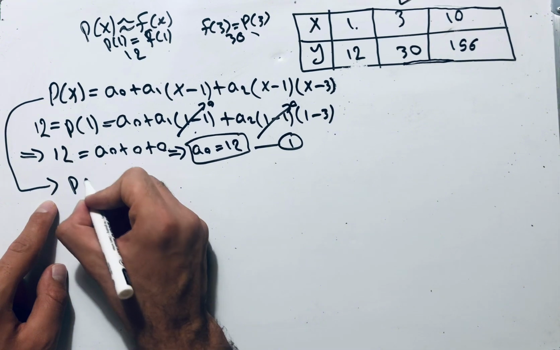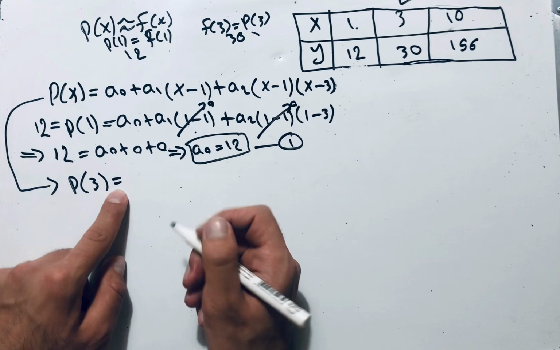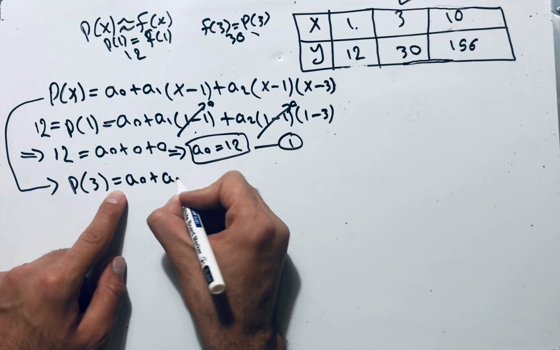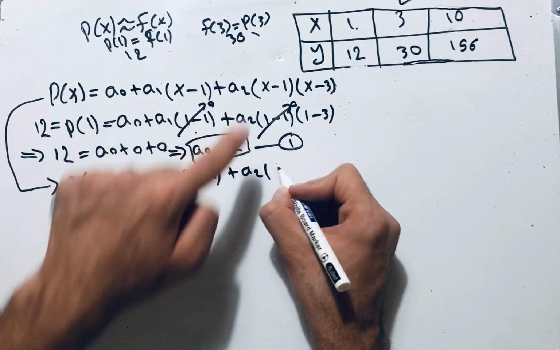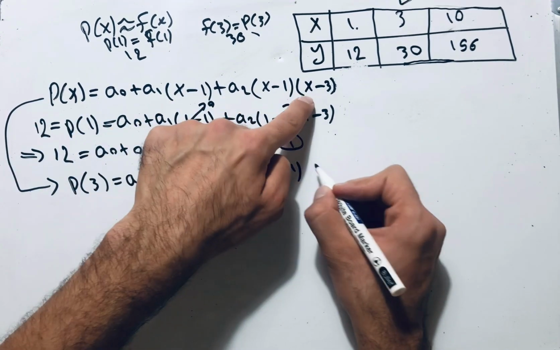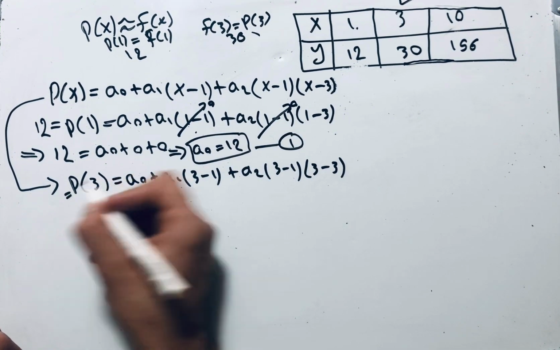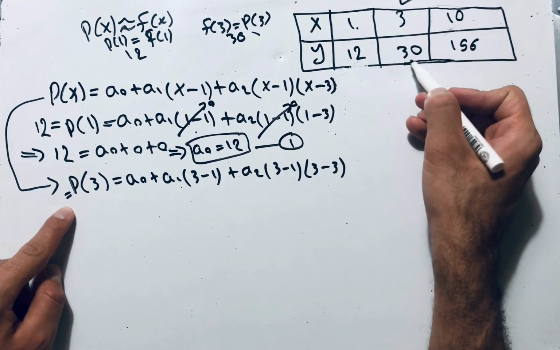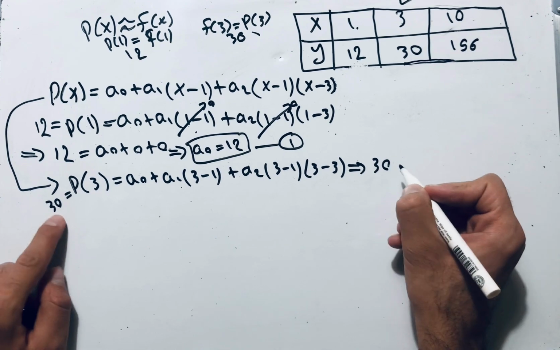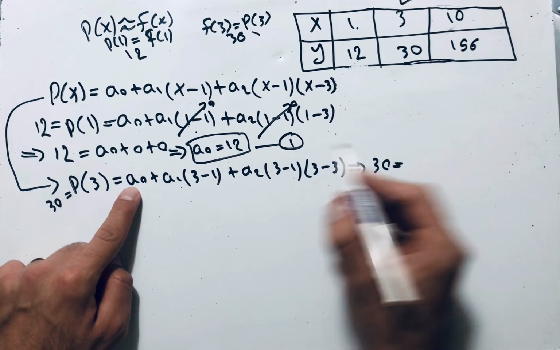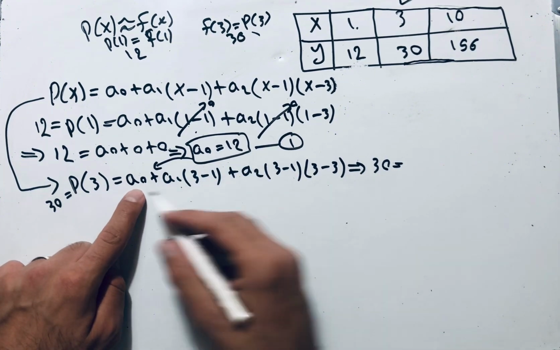So now p of actually 3, okay? So p of 3 is equal to a0 plus a1, and then you put 3 here, so 3 minus 1 plus a2. So now 3 minus 1, and then 3 minus 3. And again, we should not forget that p of 3 is the same as f of 3, or just 30, okay? So from here we can say 30, the left side, is equal to a naught. We had the value from before. We're just going to be inputting it.